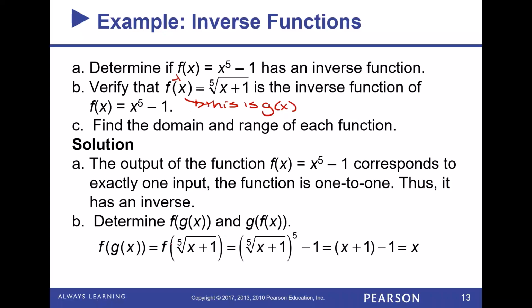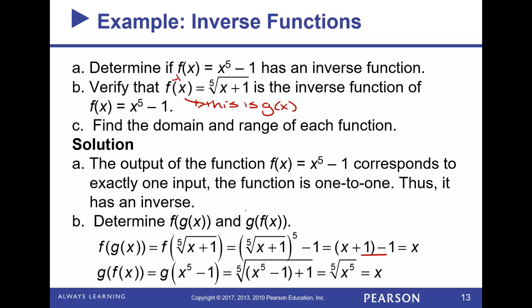So if I take f and I plug in the 5th root of x plus 1, that means I'm going to have the 5th root of x plus 1, to the 5th power, minus 1, which again, the 5th root and the 5th power are going to cancel each other out, leaving me with x plus 1 minus 1, and the plus 1 and minus 1 are going to nicely cancel, leaving me with just an x.